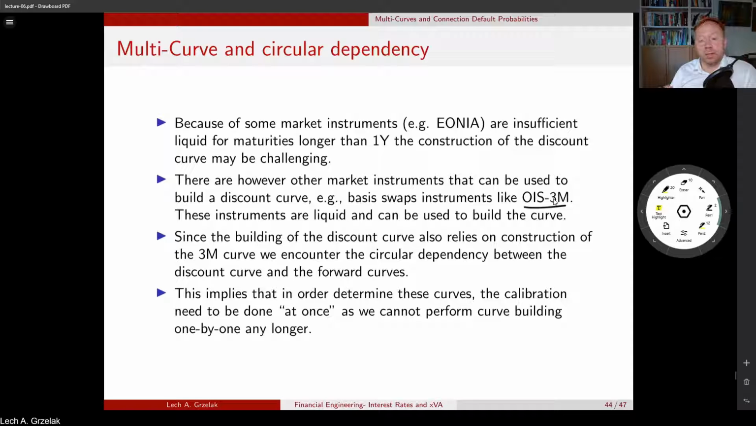So this means that essentially the 3-month curve would depend on a discount curve because it's built on top of it. On the other hand, the discount curve is dependent on the 3-month curve because we have spreads in the market. So there is an interdependence between all those curves. And essentially, if you would like to address this problem correctly, you need to calibrate all of those curves, taking all these basis spreads into account. You need to calibrate them at once.